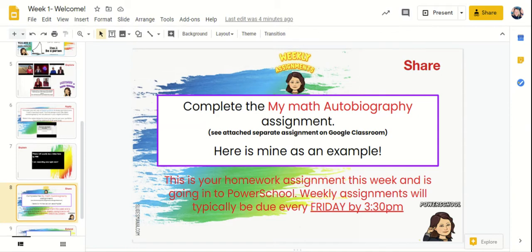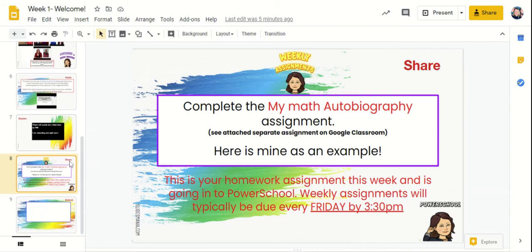So typically the math assignments will actually be posted separately on Google Classroom, and the instructions will be here. Complete the My Math Autobiography assignment. So this will be on Google Classroom. It also tells you see attached separate assignment on Google Classroom, and I'm also going to be linking mine as an example. Again, I'll usually remind you, this is your homework assignment. This is the one main thing to hand in. It doesn't mean you aren't supposed to do everything prior to this. It just means that this is the official piece of work. It's kind of like everything else is classwork and this is the homework. That's sort of how I'm interpreting it.